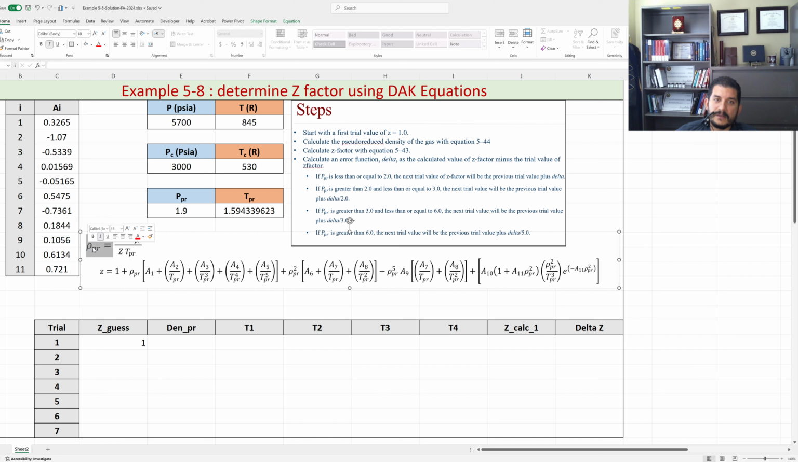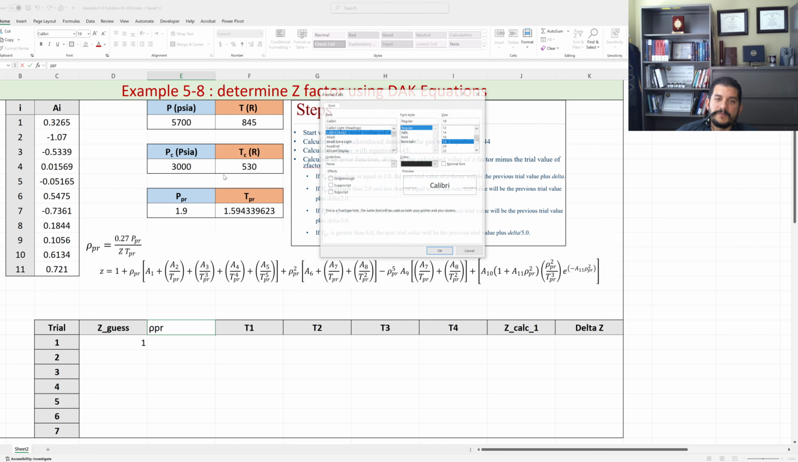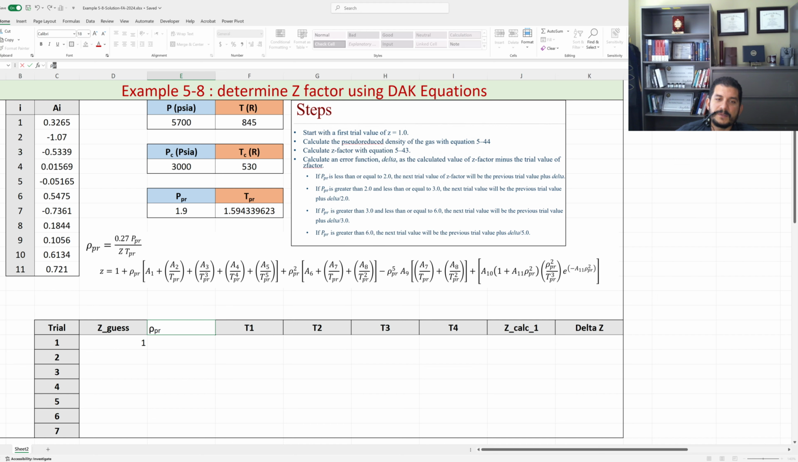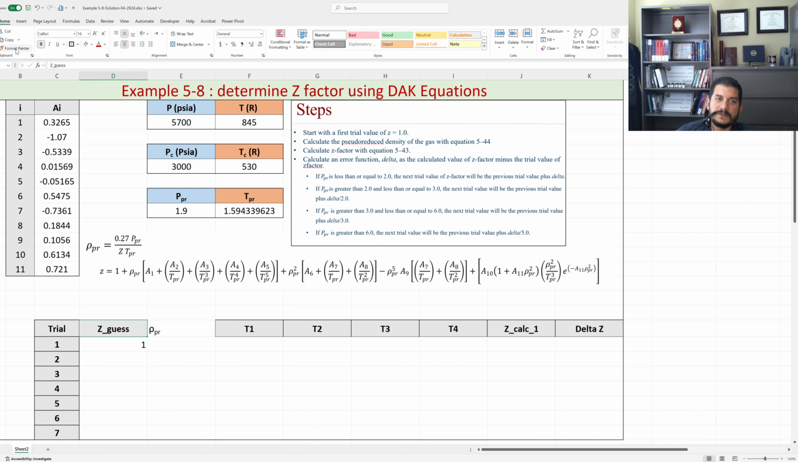I can even make it better. Let's see if I can copy that, and let's see if I can paste it here. Yeah, not bad. So let me delete this and make this pseudo-reduced subscript, so now we can have a good understanding of what we do. That would equal 0.27 times the pseudo-reduced pressure. So I'll get the pseudo-reduced pressure from here.